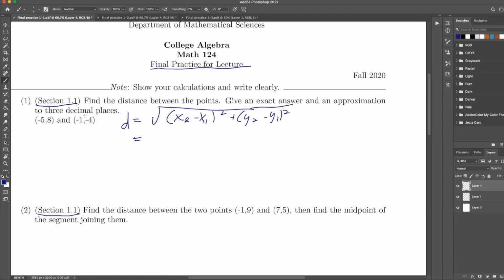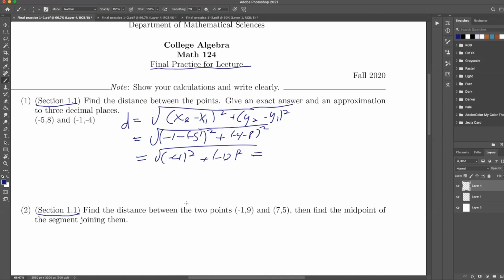My x2 is -1, so I'll have -1 minus 5 squared, plus -4 minus 8 squared. If I simplify this down, -1 plus 5 becomes -4 squared, and -4 minus 8 becomes -12 squared. Then we'll take the square root.